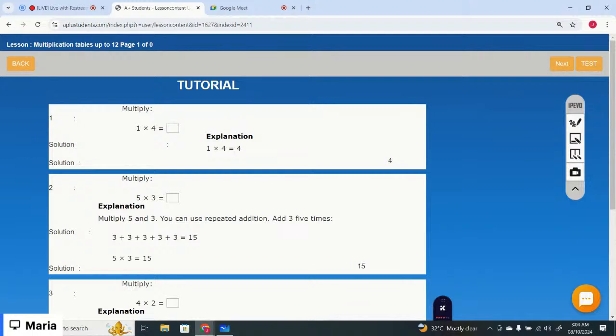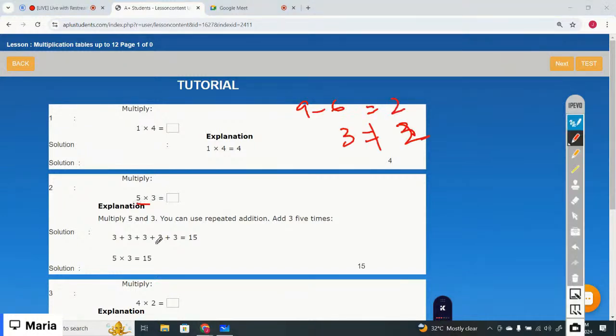The next one is 3 times 5. So basically multiplications are repeated additions, right? That means you need to add again and again. Like here you have 5 times 3. You can add 3 five times, 1, 2, 3, 4, 5, or either you add 5 three times. They both are exactly the same, right? So the correct option is 15.